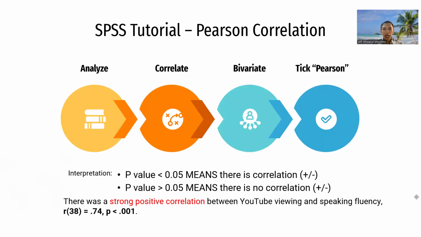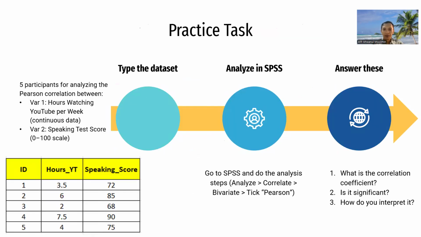Then, if we have done the Pearson correlation analysis using SPSS, we have to understand how to read the result. If the p-value is less than 0.05, it means that there is a correlation. On the other hand, if the p-value is more than 0.05, it shows that there is no correlation. For example, if the R value is 0.74 and the significance value or p-value is less than 0.01, we can understand that there was a strong positive correlation between variable A and variable B.